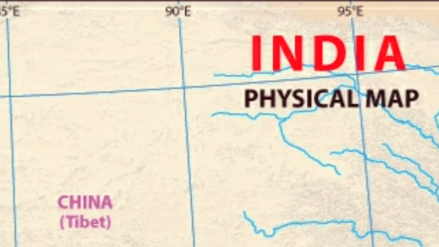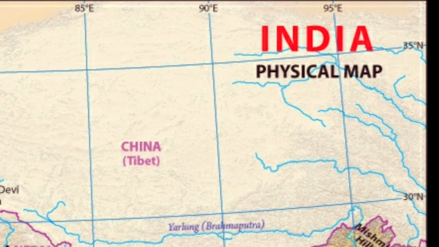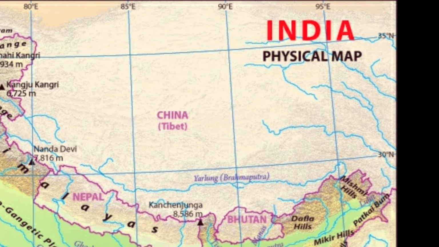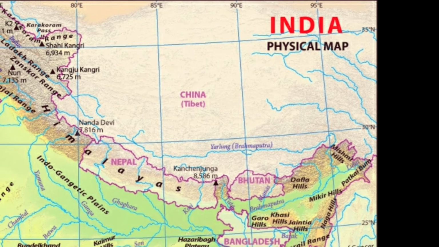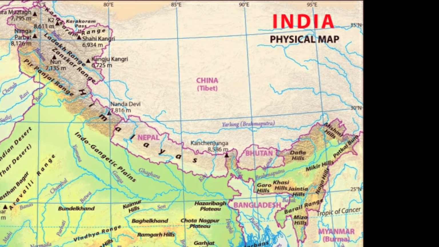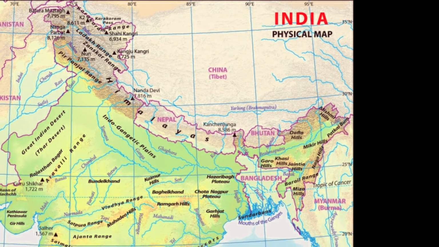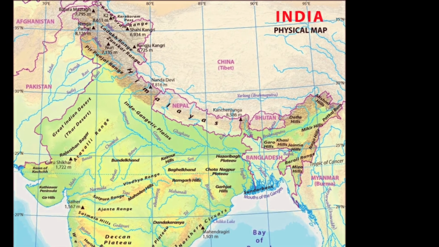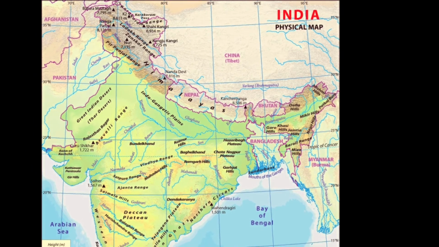Now, dear students, let us see about the physical maps. What is a physical map? Yes, a physical map shows the variety of landforms. What are landforms? Mountains, plateaus, plains, etc. And even the physical map depicts the height of the places. And in the physical map, the places are indicated in different colors like green, yellow or brown.